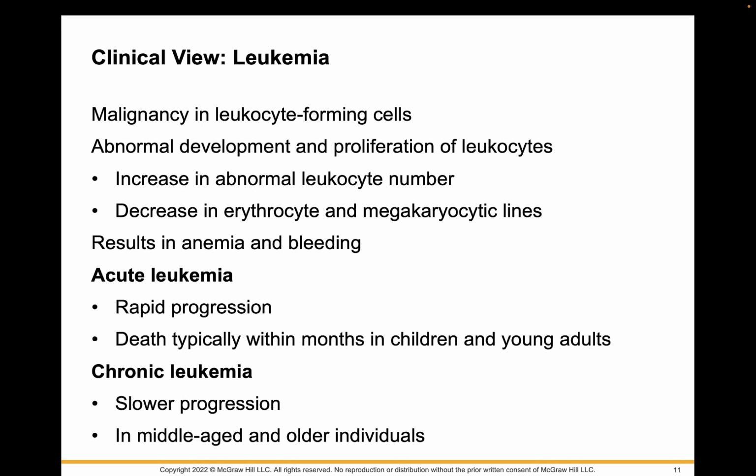There are two types of leukemia. First is acute leukemia. This is a leukemia that has a very rapid progression, and typically death occurs within months in children and young adults. Chronic leukemia is a leukemia that has a much slower progression, and it generally will be found in middle-aged and older individuals.